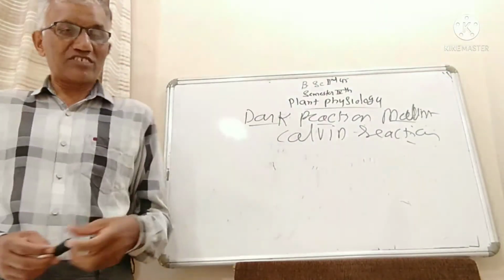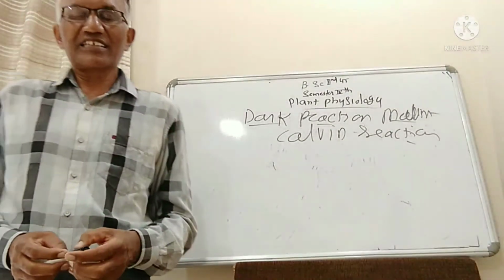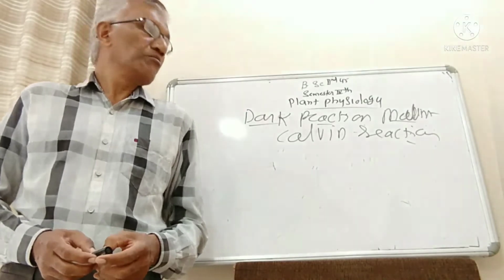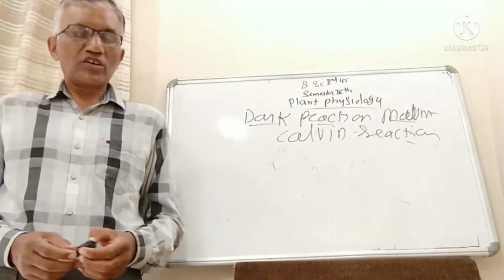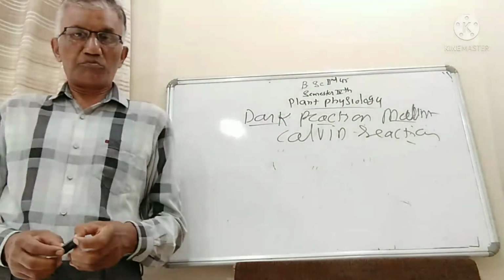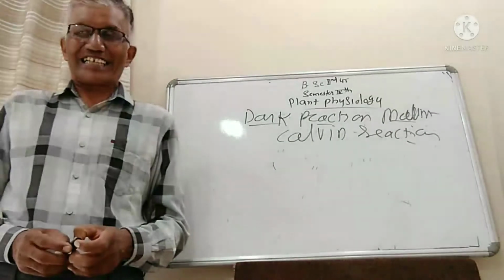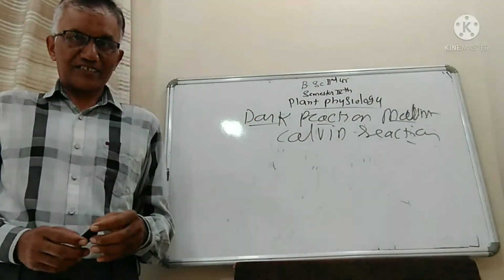For this investigation, for this discovery, he was honored with a Nobel Prize in the year 1961. Melvin Calvin, and his other co-workers who also helped him, made a much greater contribution regarding the investigation of carbon dioxide fixation in dark reactions.